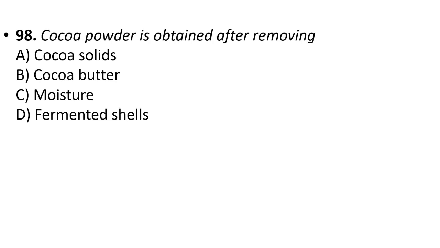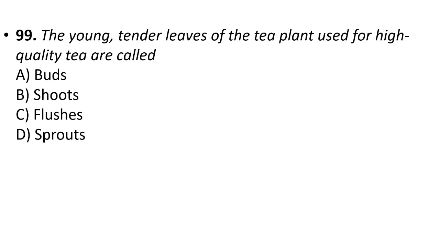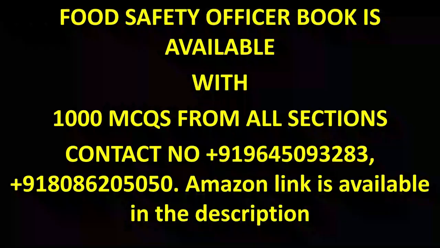98. Cacao powder is obtained after removing cocoa solids, cocoa butter, moisture, fermented shells. Your answer is option B, cocoa butter. 99. The young tender leaves of the tea plant used for high quality tea are called buds, shoots, flushes, sprouts. Your answer is option C, flushes.